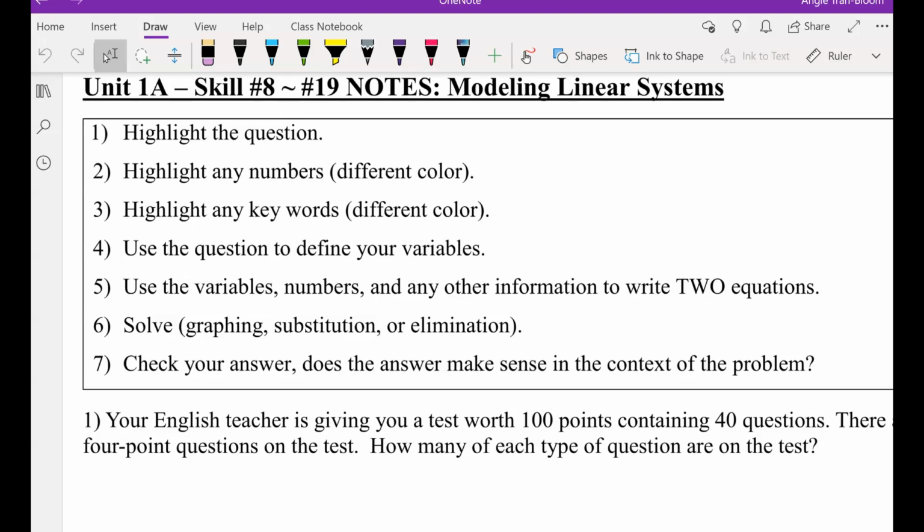Use the question to define your variables. Good. Guys, make sure you let me know X is what, Y is what. If you're using M and N, then what is N and what's M? Okay. Next, Alyssa, can you help me read? Number 5. Use the variables, numbers, and any other information to write two equations. Okay. It's the moment you see system of linear, that means 2. Systems mean multiples, okay? Grace, can you help me with number 6?